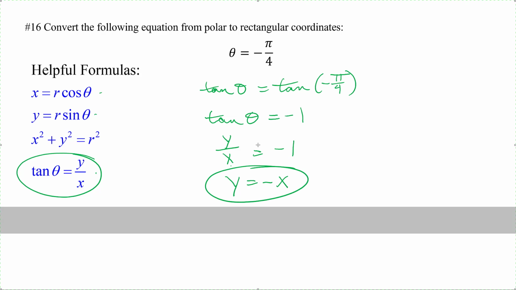This is an equation you should be familiar with. In fact, if you think of theta being equal to negative pi fourths, that would give me right here all the r values along that line from which we get from angle negative pi fourths. This is also the line y equals negative x. So hopefully that makes sense, how these 2 equations give us the same line.